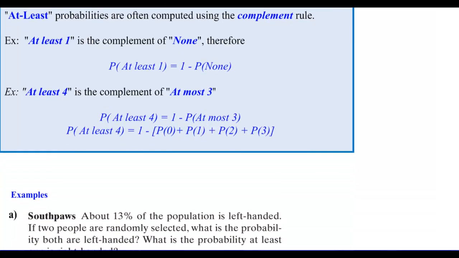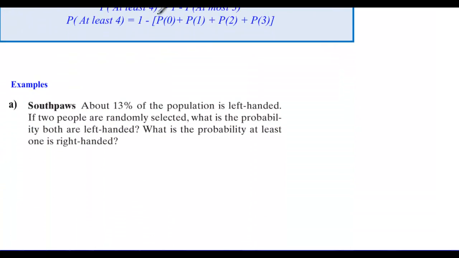Let's look at a couple of examples. Southpaws, so that's slang for a left-handed person. About 13% of the population is left-handed. If two people are randomly selected, what's the probability both are left-handed? What's the probability at least one is right-handed?